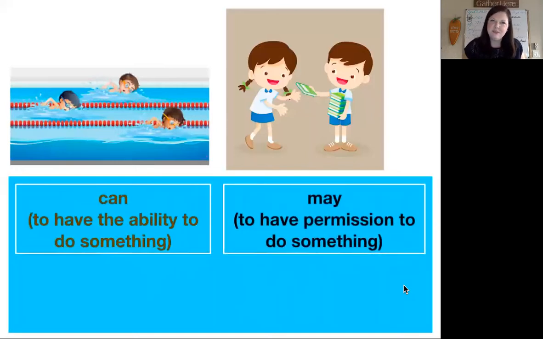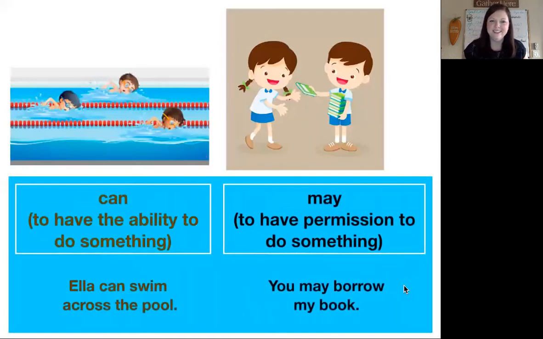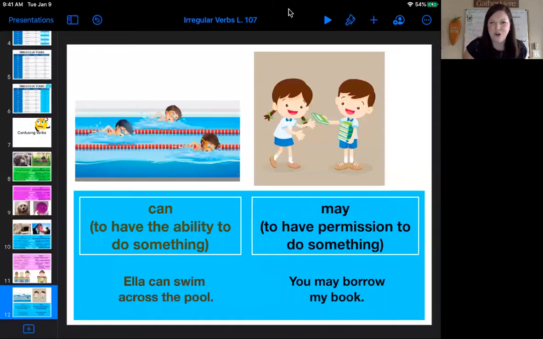A little bit different than that is may. May is when you have the permission to do something. Let's go back to that again. Can means you have the ability to do something. May means you have the permission to do that. You may borrow my book. Ella can swim across the pool. Those are a few examples of some of those confusing verbs.